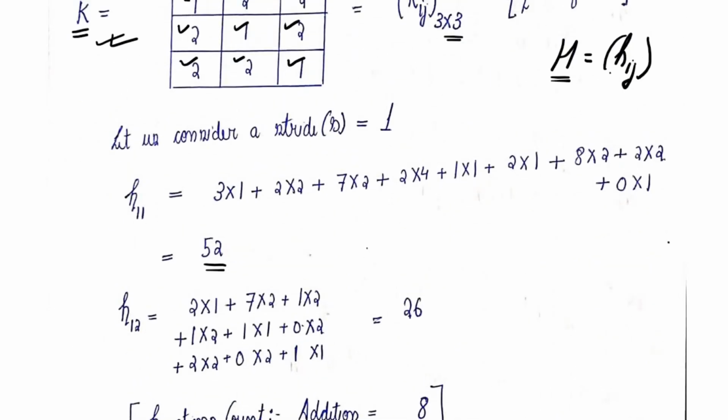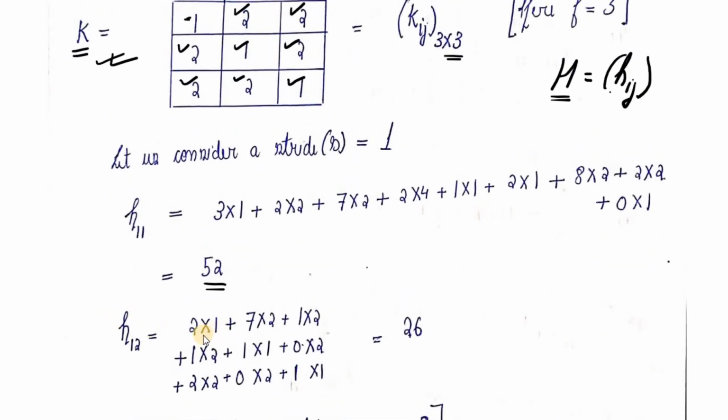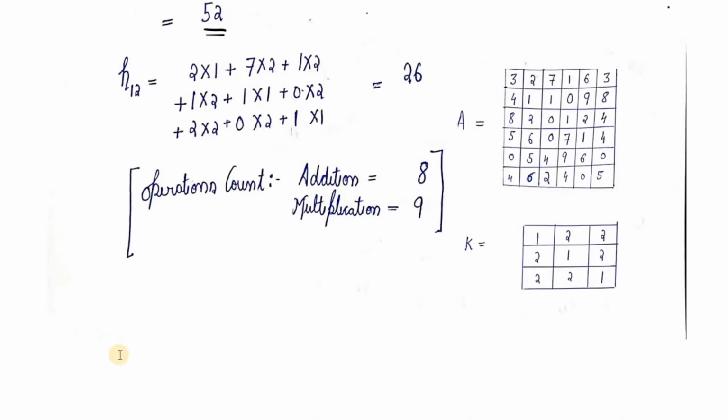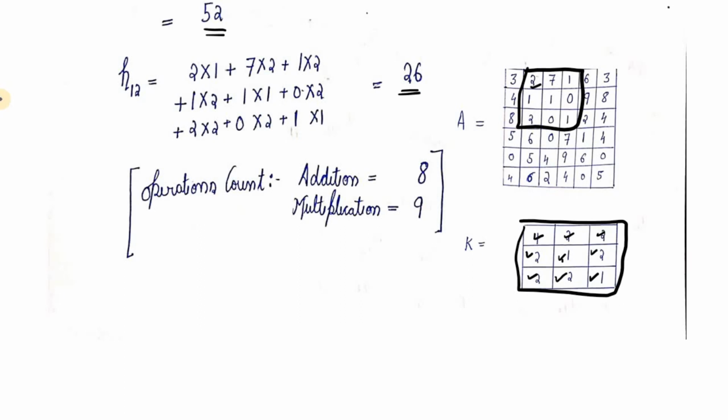So I proceed a step further and look into the matrix which I have. We are considering this matrix, the one which I am highlighting over here, and simultaneously we have this kernel as well. On performing the dot product as per the definition, we multiply 2 with 1 over here, 7 with 2, 1 with 2, 1 with 2 again, 1 with 2, 1 with 1 again, 0 with 2, 2 with 2, 0 with this 2, and 1 with 1. So eventually we get the value as 26.